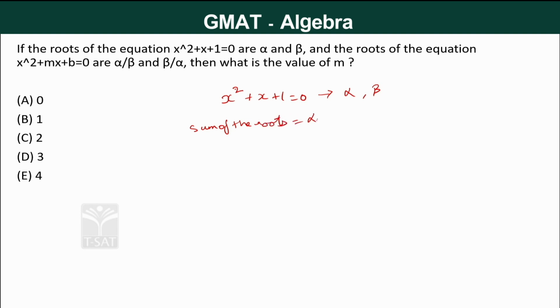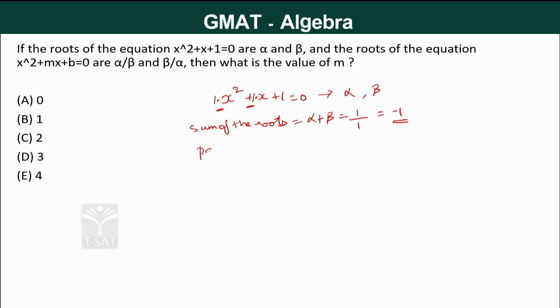That will come out to be alpha plus beta. We know it is minus b by a in that standard equation. Here our b is plus 1, that is 1, divided by minus b by a, so that is minus b is 1 and a is also 1 here. When you do not have any number given here, you will always assume it as 1. So, you have alpha plus beta is equals to minus b by a, that is minus 1.